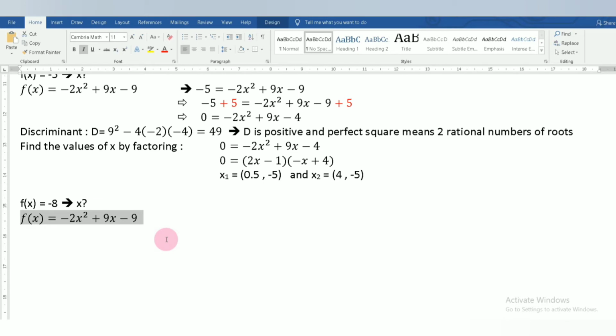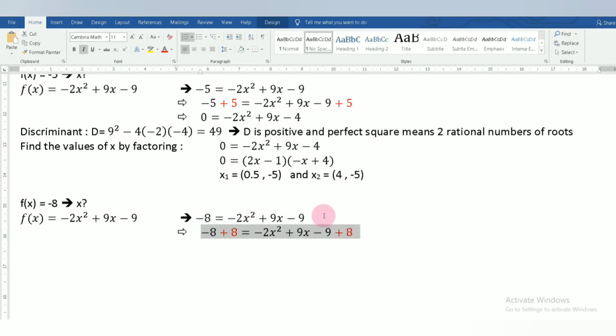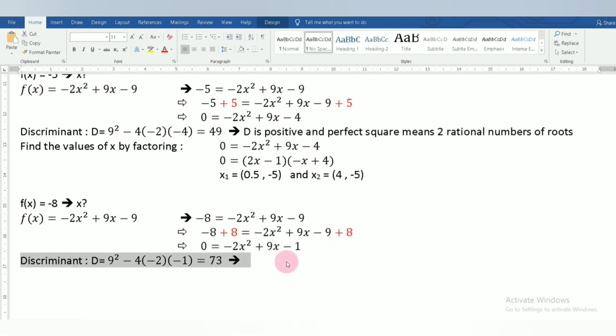First, let me remind you of the equation. Let's substitute f(x) by -8. Then we have to make one side, or one member, equal 0 to solve for x. It means let's add 8 to both sides, and then this is the statement. From here, we can find the value of x. First, I want to check the discriminant to know what values of x we are looking for.